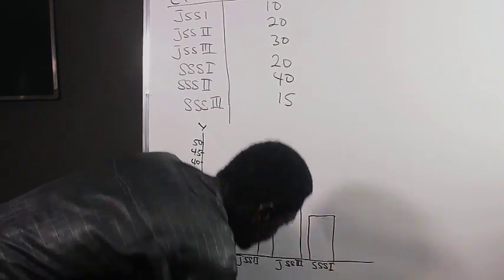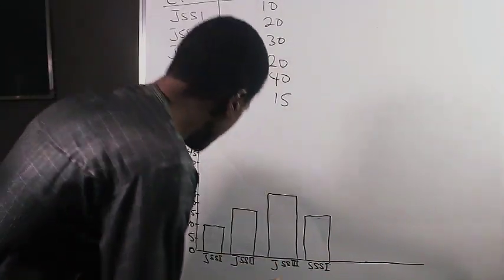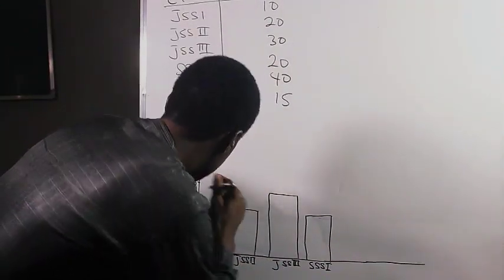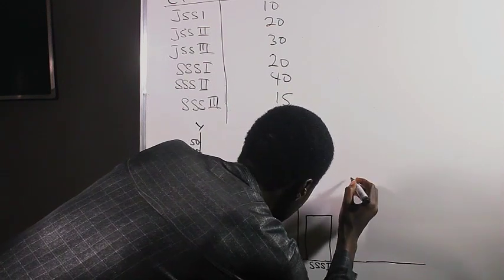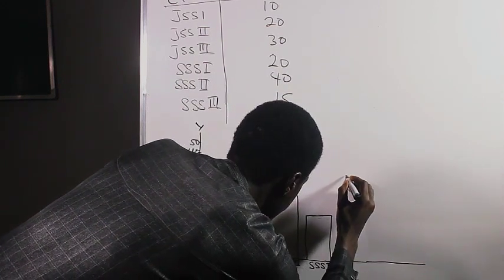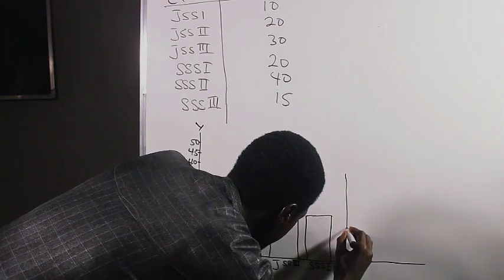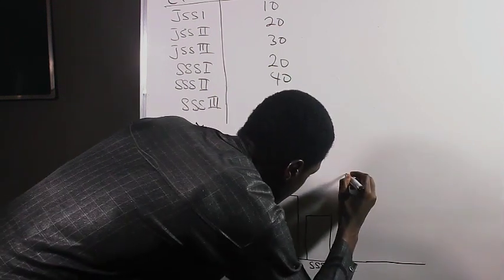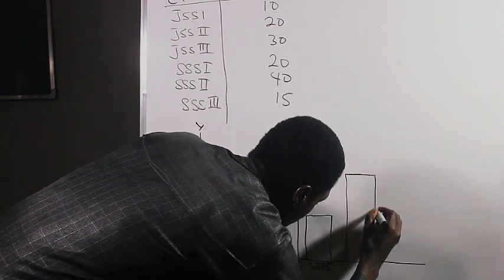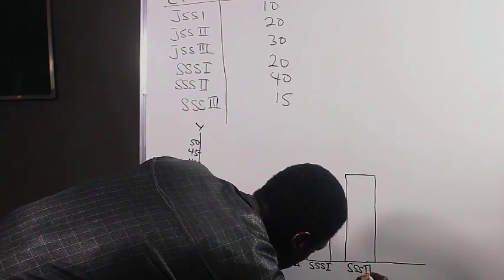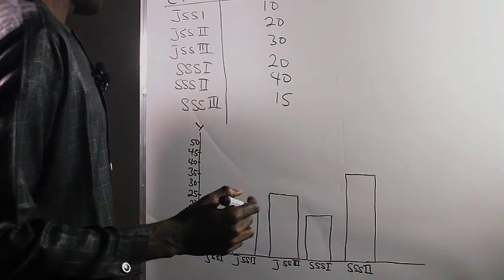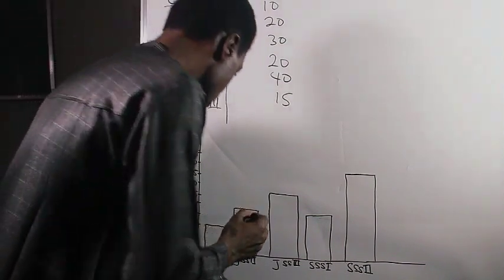SS1 is SS2, which contains 40 students. So SS2 is this area. The length will be here. SS2. And lastly is SS3, which contains 15 students.